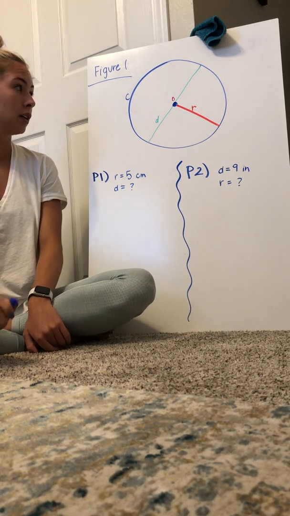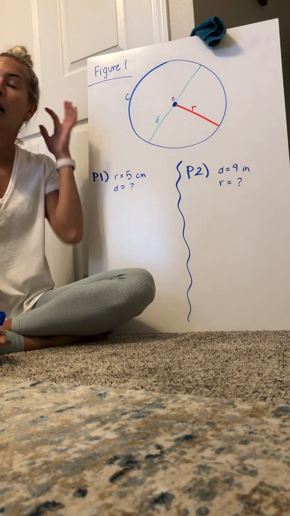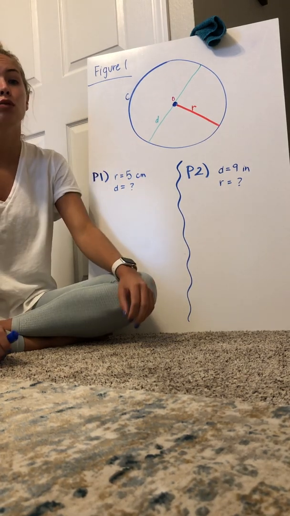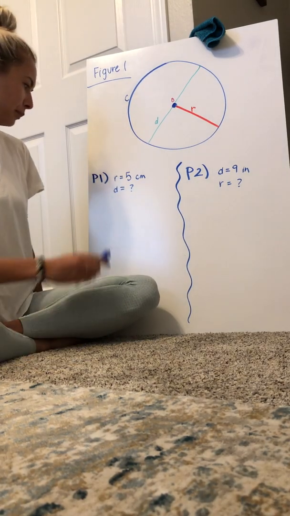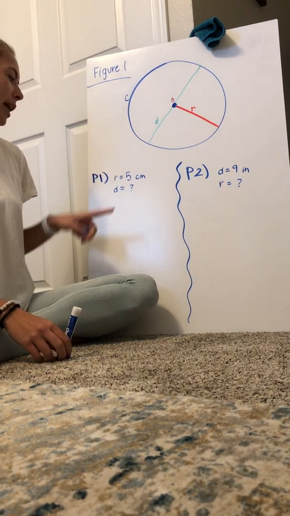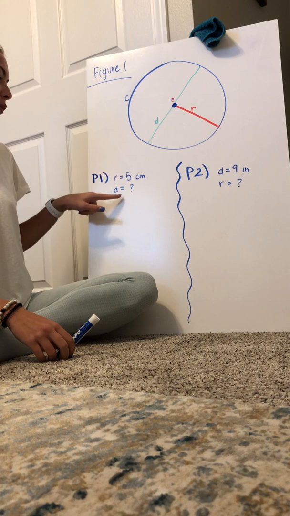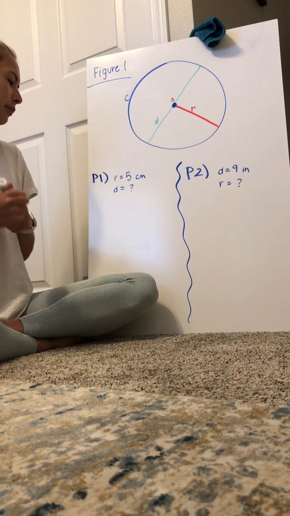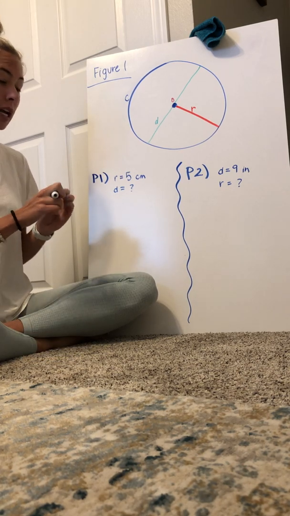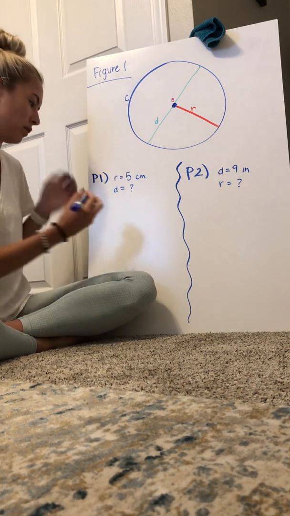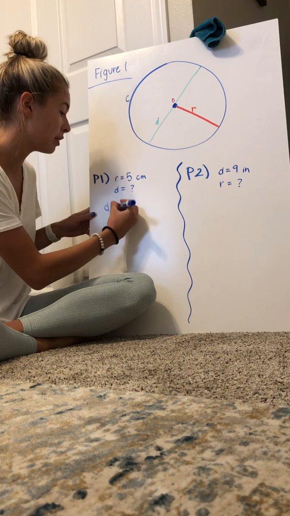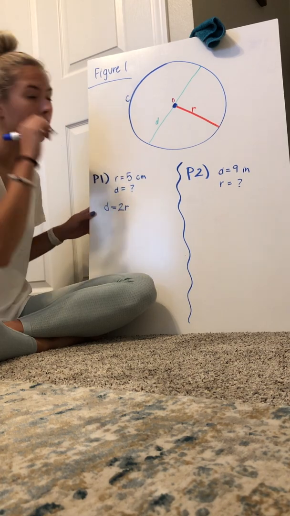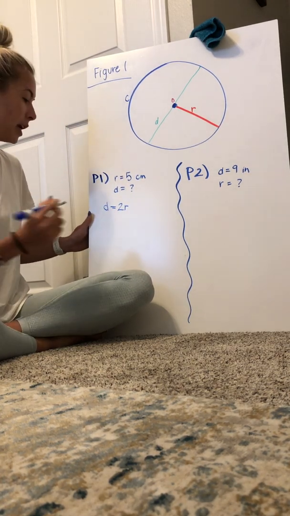So that being said, now that we know about diameter and radius, we're going to use that to solve a few problems. So looking at problem 1, we have that the radius is 5 centimeters and we're looking for diameter. So we know that diameter is twice the radius, right? So I'm just going to create that into a little equation. So diameter equals 2r, because diameter is twice the radius.